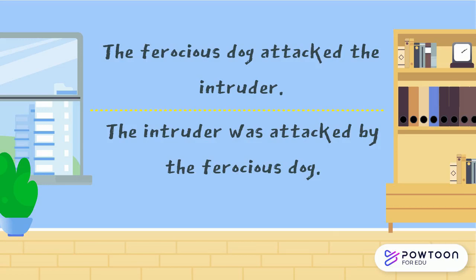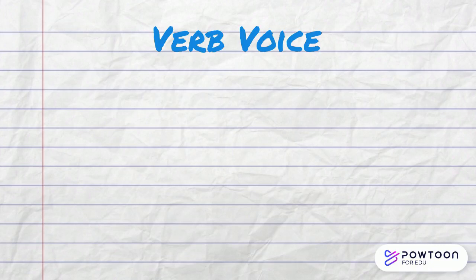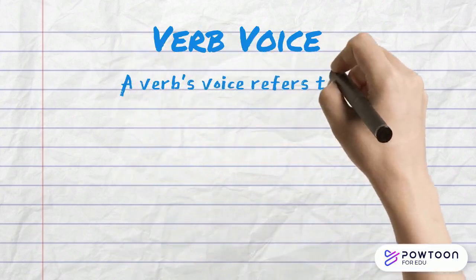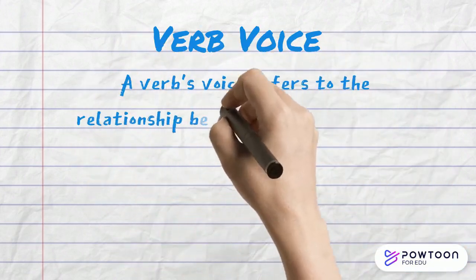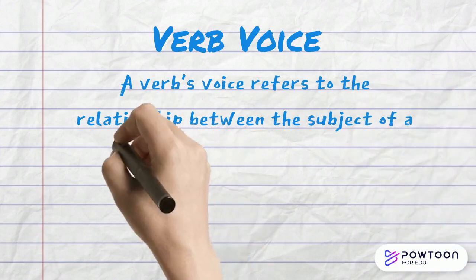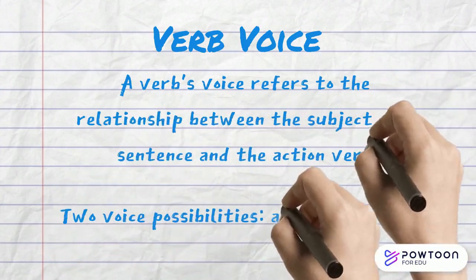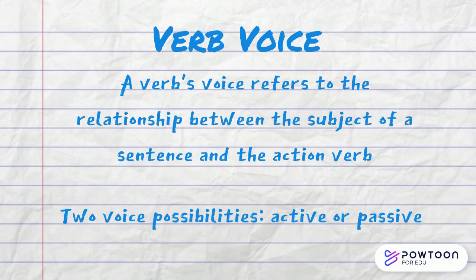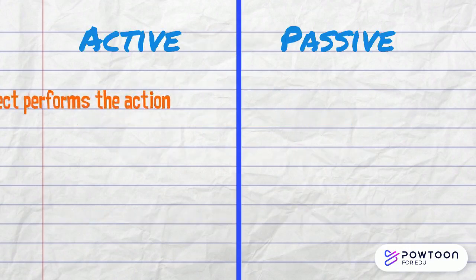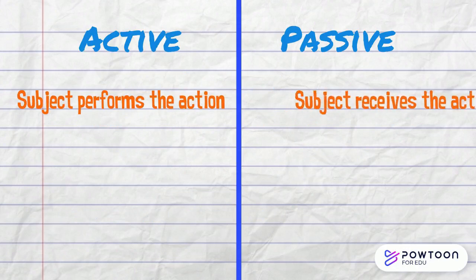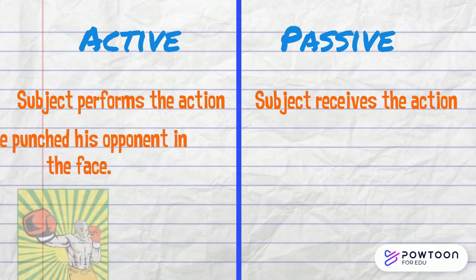This is where verb voice comes into play. A verb's voice refers to the relationship between the subject of a sentence and the action verb. There are two voice possibilities, active or passive. Let's compare the two. Active voice is when a subject performs an action, while passive voice is when a subject receives an action. Here's what that looks like in a sentence.